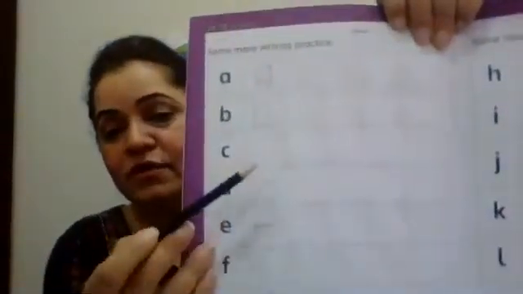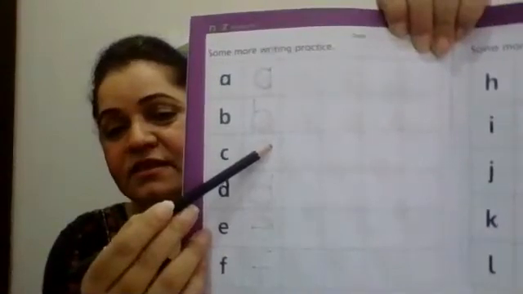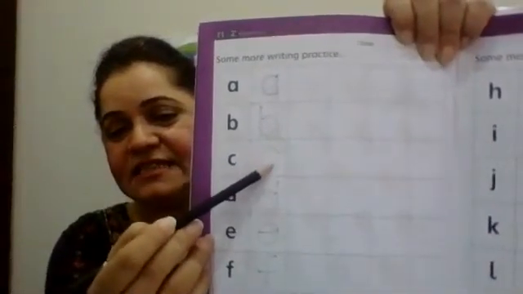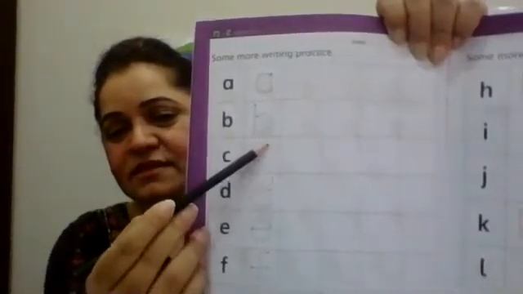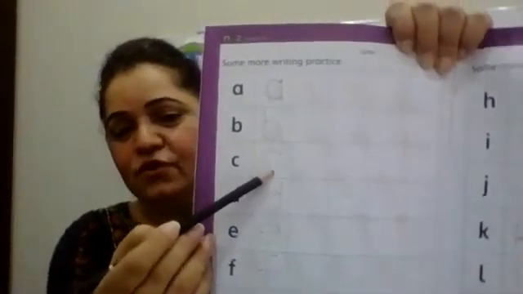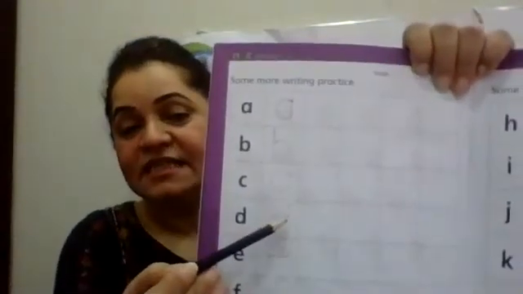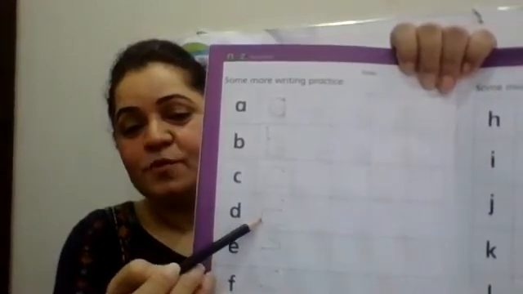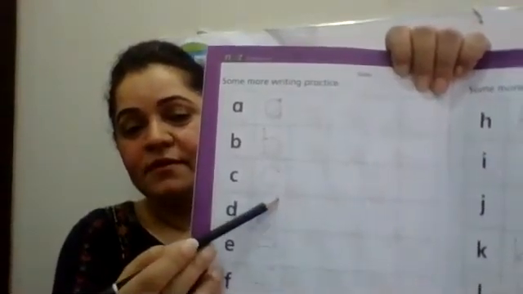Okay. Now we're going to come on to the C. Yes. Semicircle. C. Yes. All of you trace C 3 times. Yes. Okay. Now D. That is the opposite of B, right?